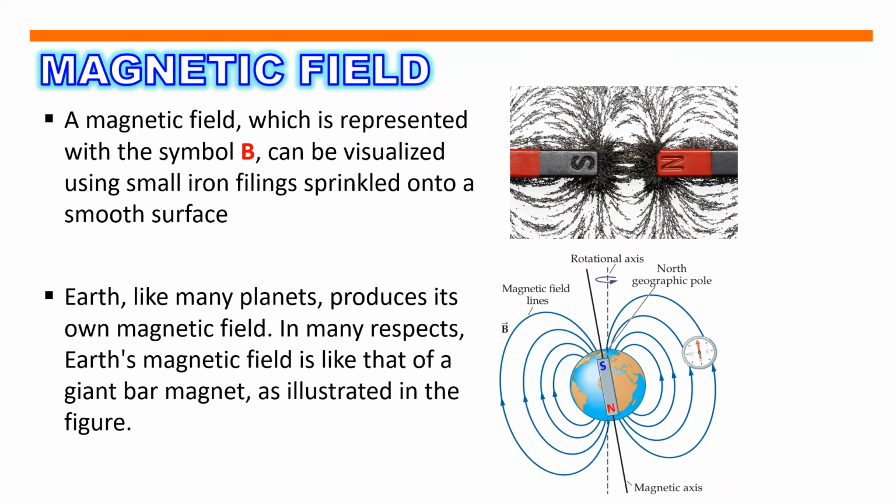So Earth, like many planets, produces its own magnetic field. In many respects, Earth's magnetic field is like that of a giant bar magnet as illustrated in the figure. So makikita natin yung ating Earth para siyang isang malaking magnet, no? So ganun pa rin yung ating magnetic field lines coming from north, ang direction niya ay papunta siyang south.